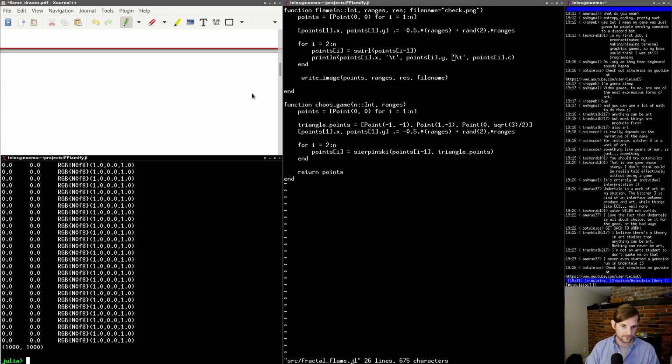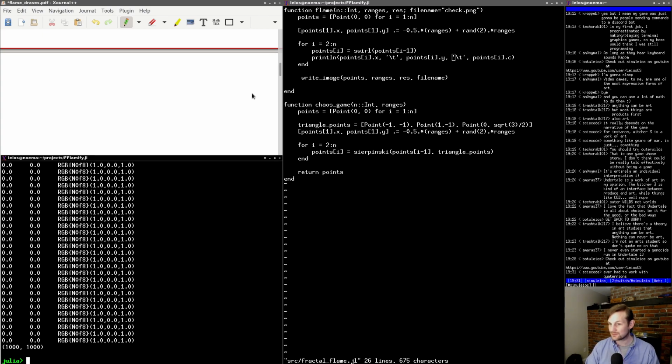Flamify.flame. They're all zeros. And the color is pink, but the location is all zeros. So there's going to be a single pink dot.